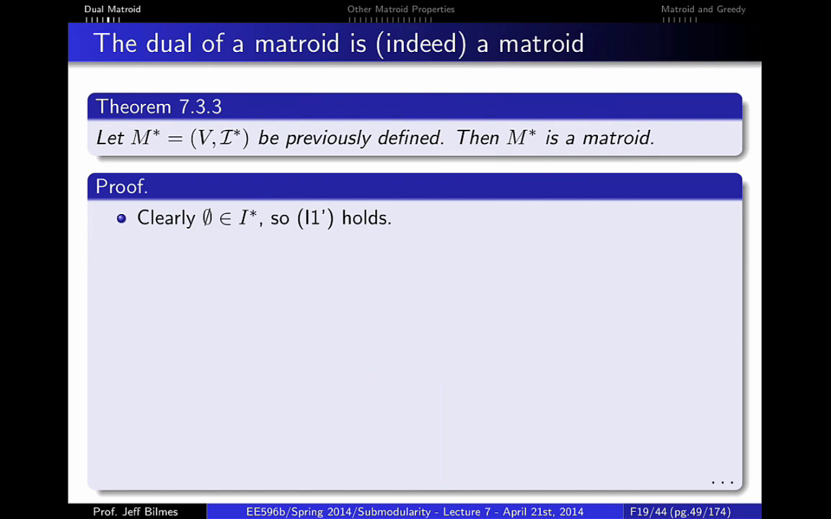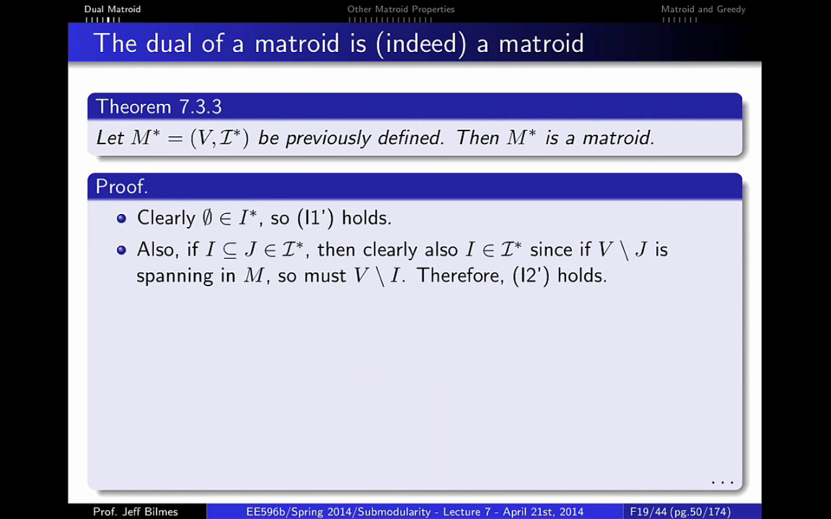So first of all, we're defining the dual as we've defined. Basically, it's saying that the independent sets are such that the complement is spanning in the primal. It's clear that the empty set is in I prime, because if you remove nothing, it's going to be spanning, right? And this, by the way, should be script I. The empty set is in the independent set because the removal of nothing is spanning.